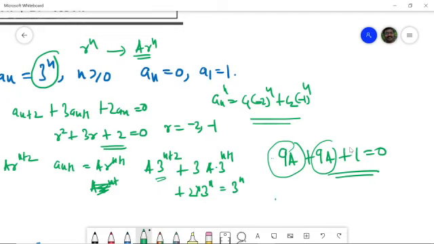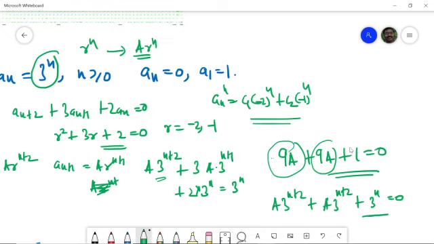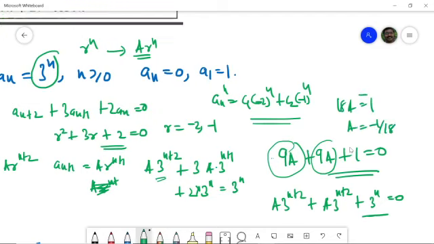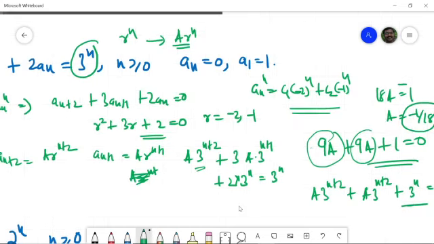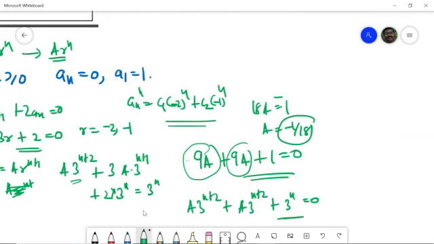So when you cancel out this 3 raised to n, what will happen? We'll get 9A plus 9A plus 2A minus 1 is equal to 0. Therefore 18A is equal to 1, or A is equal to 1 by 18. So your particular solution would be of the form a_n^p is equal to 1 by 18 into 3 raised to n.